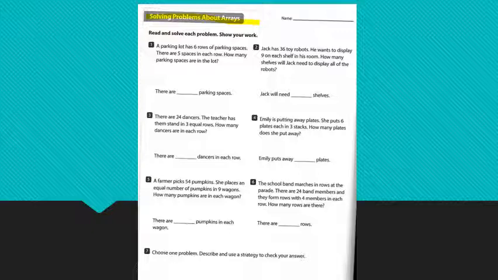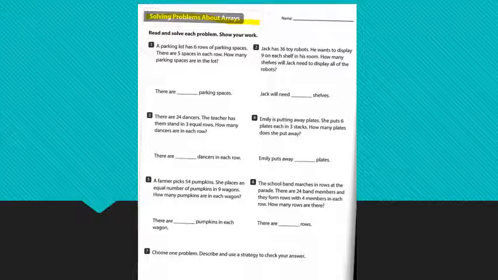It says, a parking lot has 6 rows of parking spaces. There are 5 spaces in each row. How many parking spaces are in the lot? So I'll read it one more time. A parking lot has 6 rows of parking spaces. There are 5 spaces in each row. How many parking spaces are in the lot?